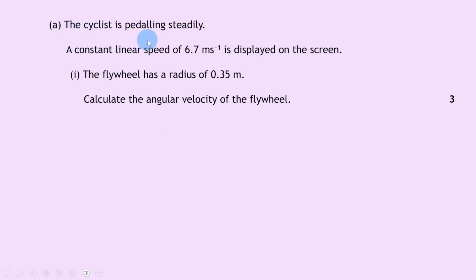Part A says the cyclist is pedalling steadily. A constant linear speed of 6.7 meters per second is displayed on the screen. Part 1 says the flywheel has a radius of 0.35 meters. Calculate the angular velocity of the flywheel, and you'll see there's 3 marks available for this.